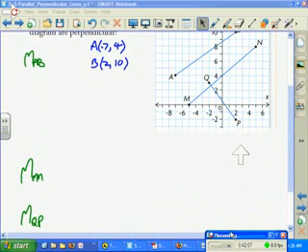Do I have everything I need to calculate the slope of AB? Yeah. Okay. How do I do that? One more time, Jackie.